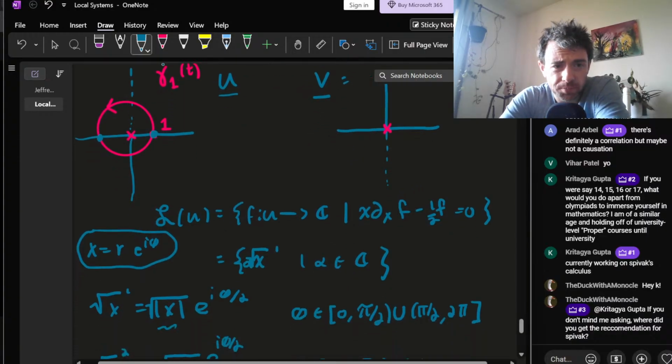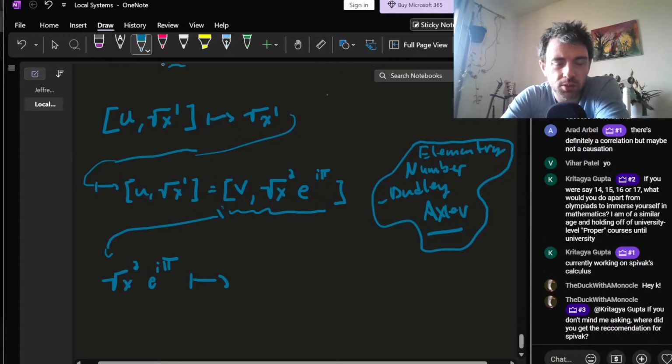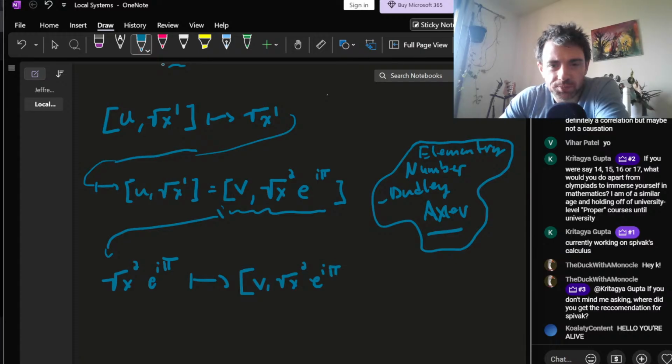The stalk at 1, which is going to be, so again, this will be v. The sort of obvious thing is to take it as such.